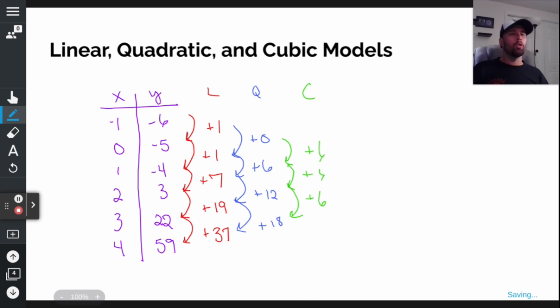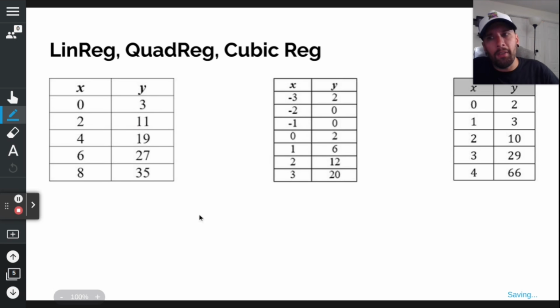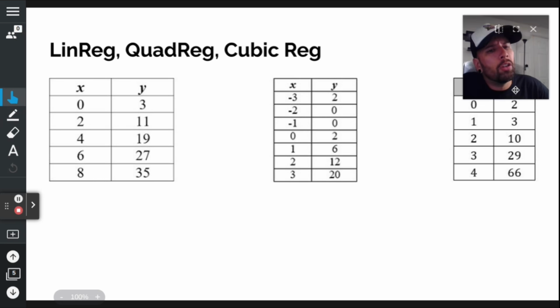So a problem like this, you'll often see: determine a model that best fits the description. Now that I know it's cubic, I can answer questions like this. Now, with questions like this, let me move my face. We are going to use the calculator.